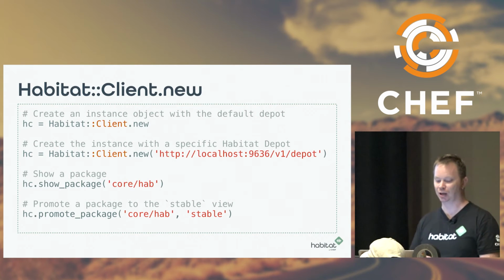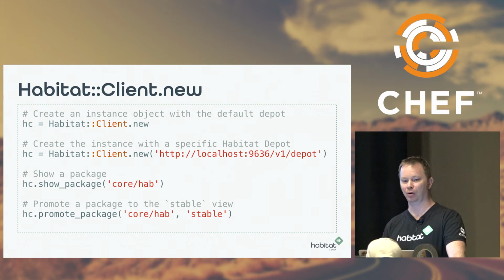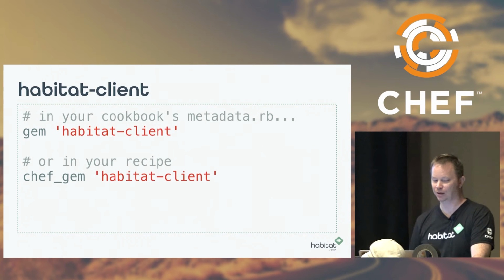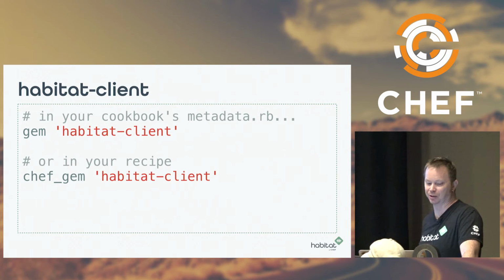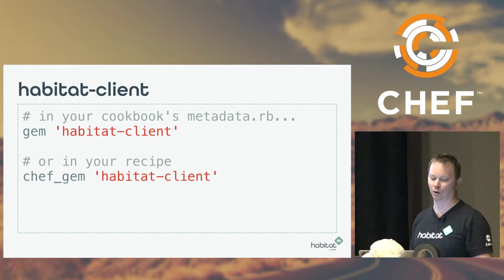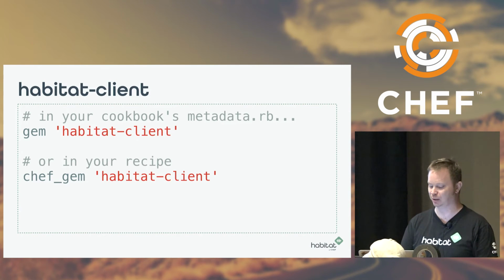And then we can show packages, and we also have the notion in the depot to promote packages, which puts them into a different view. So you could have a production, a testing, a staging. With Delivery or with Chef workflows, you'd have views that you'd promote through the various union, rehearsal, and delivered phases inside of that Chef workflow. It's available as a Ruby gem from rubygems.org, so you just use the new cookbook metadata feature where you can say a gem to install and it will handle it, or you can just put chef_gem habitat-client in your recipe.